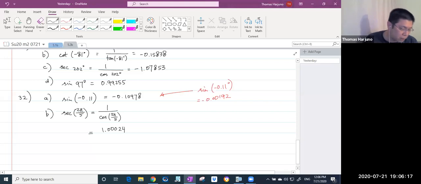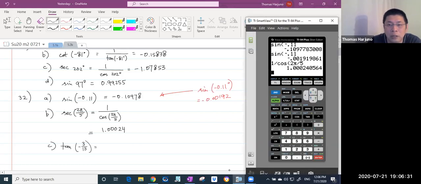Okay, that's for part B. Part C, how about tangent of -3 over 13? Tangent of -3 over 13, that's straightforward.